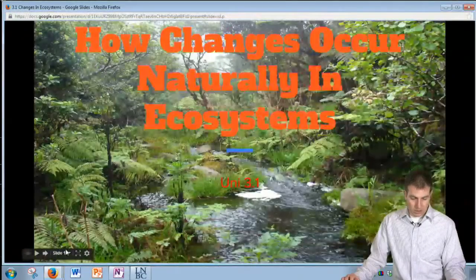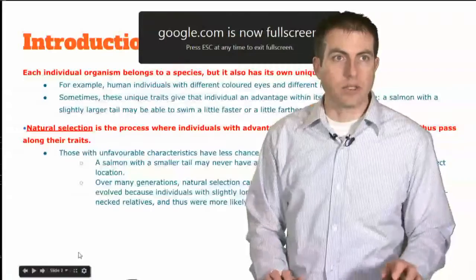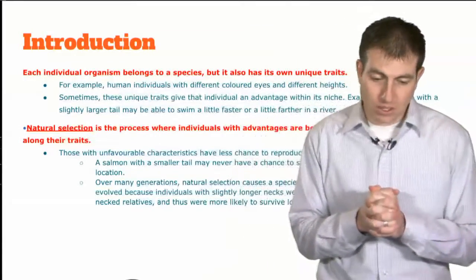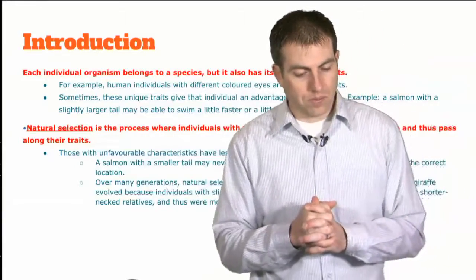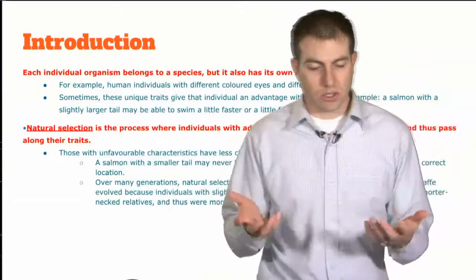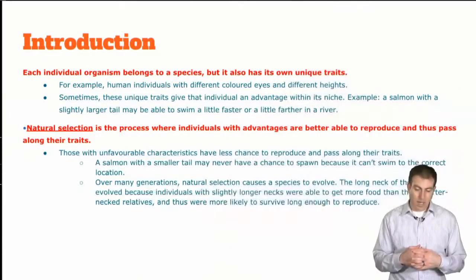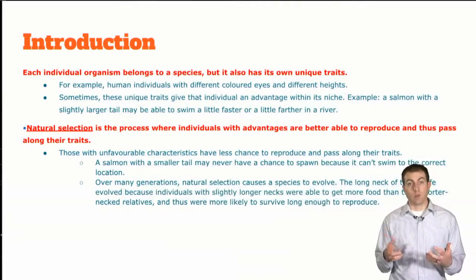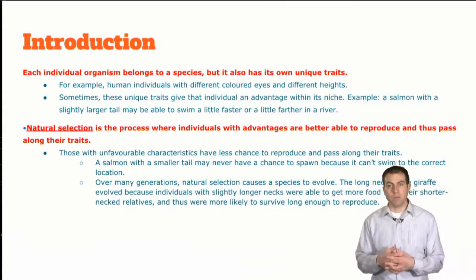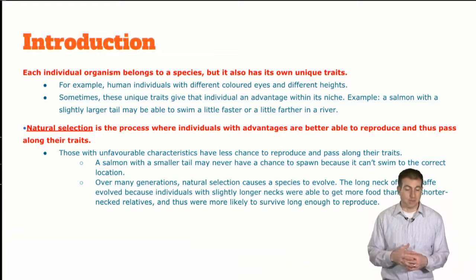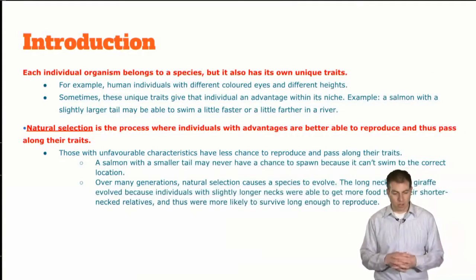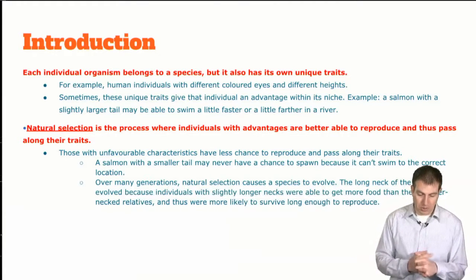All right. So naturally occurring changes in ecosystems. Every organism has its own unique traits, I guess that's what it's saying. And sometimes organisms will have different advantages within their ecosystem. They fill different niches because of how their body works or sort of things that they have on their body. We're going to talk a little bit about natural selection.